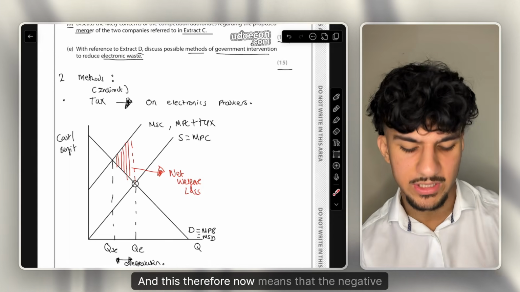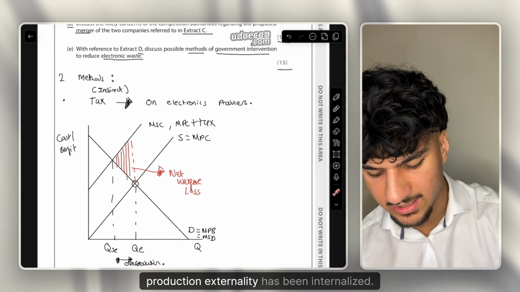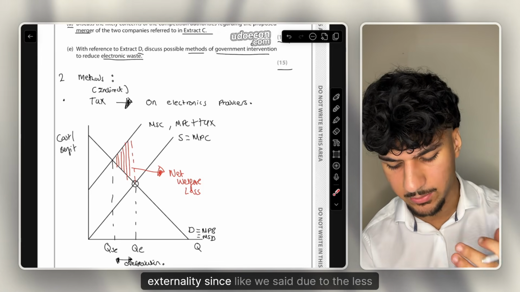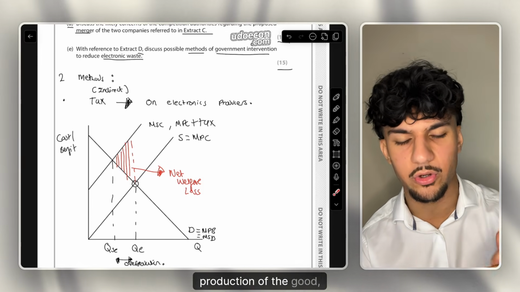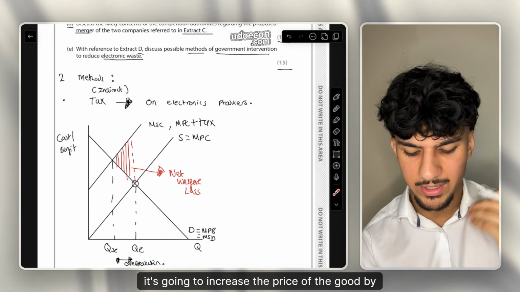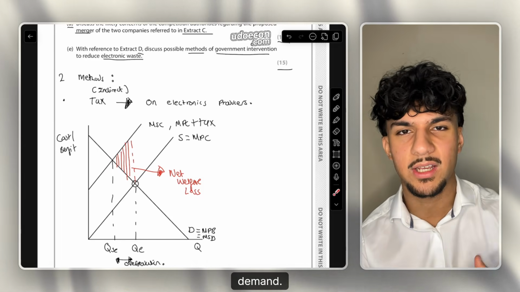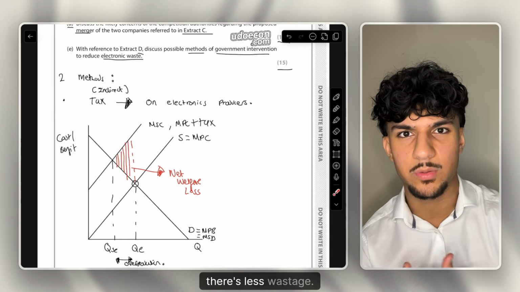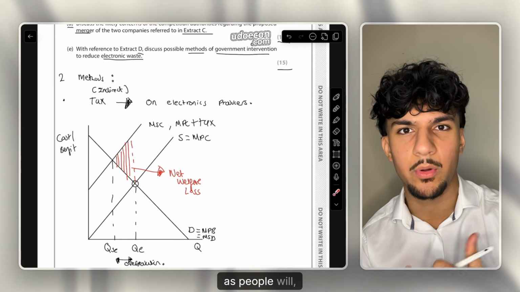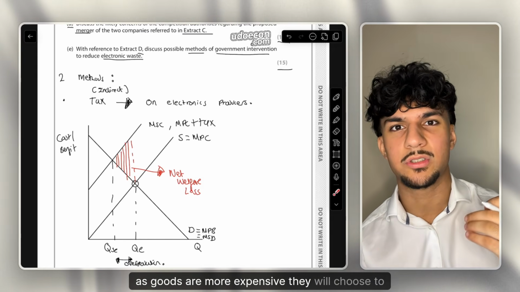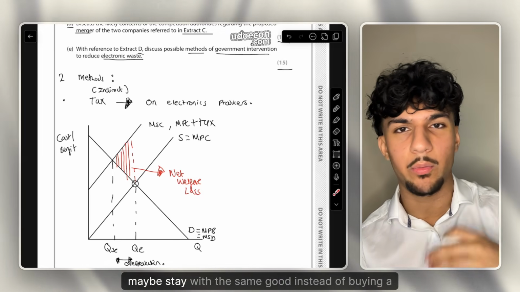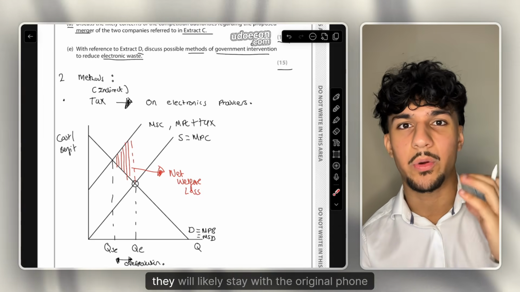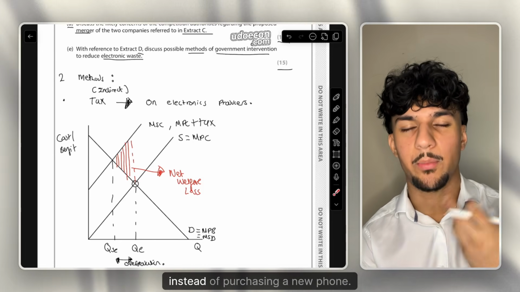And this therefore now means that the negative production externality has been internalized. There is no longer a negative production externality, since, like we said, due to the less production of the good, it's going to increase the price of the good. By increasing the price, due to the inverse law of demand, with higher prices, there's less demand. If there's less demand, there's less wastage. For several reasons, as goods are more expensive, they will choose to reuse, maybe stay with the same good instead of buying a new one. For example, a new phone, if new phones are really expensive, they will likely stay with the original phone instead of purchasing a new phone.